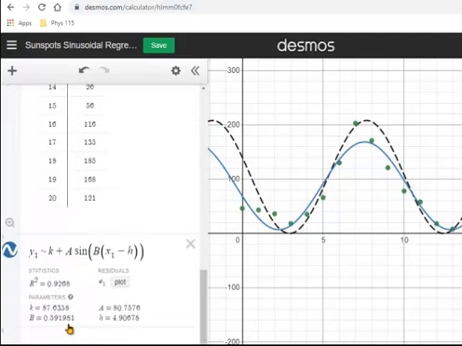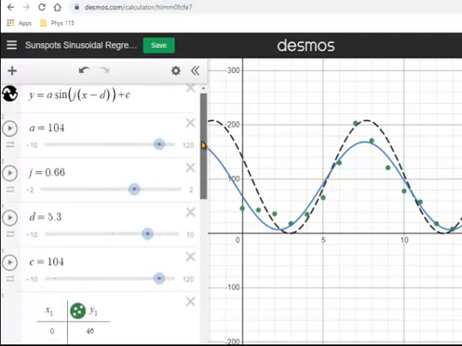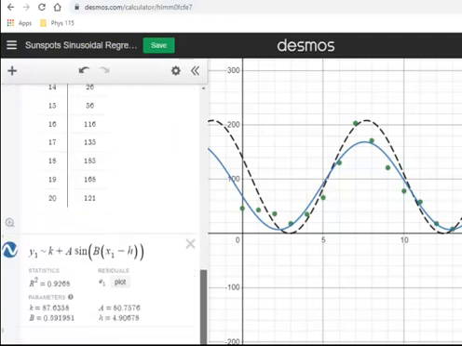And then let's see what else. Oh, the amplitude is 80. I have an amplitude of actually 104. And then the horizontal shift was 5.3 for me, and here it compares to 4.9, so that's actually similar. So the blue one here is the regression that Desmos does itself, and the dashed black one, that's the one that I tried to do by shifting these values.